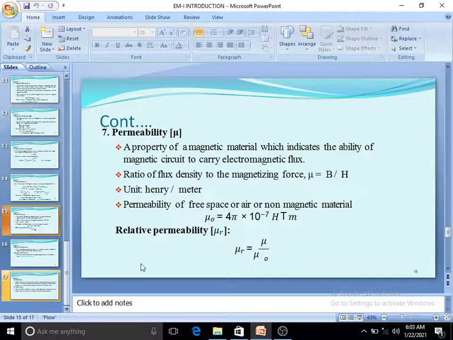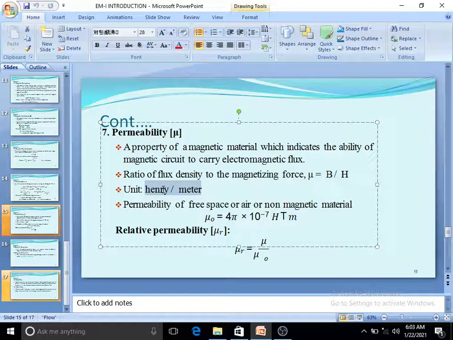It is defined as the ratio between the magnetic flux density and the magnetic field intensity. Already you have studied in your EMF, B is equal to mu H. So what is the unit for the permeability? Henry per meter. The SI unit of the permeability is Henry per meter. And mu naught is the permeability of free space, air or non-magnetic material. So what is the value? Mu naught is 4 pi into 10 to the power of minus 7 Henry per meter.